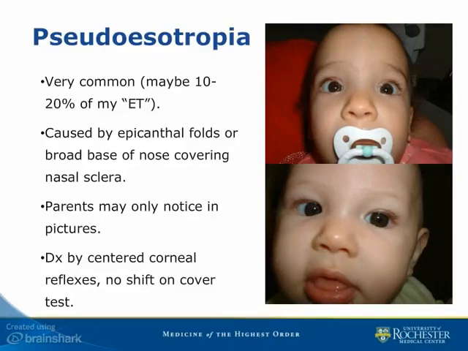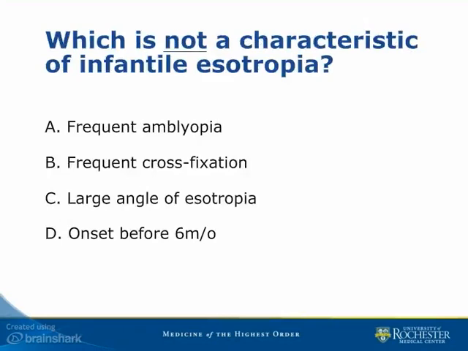Here's our first quiz question of the day, which is not a characteristic of infantile esotropia. Frequent amblyopia, frequent cross-fixation, large angle of esotropia, or onset before 6 months of age.